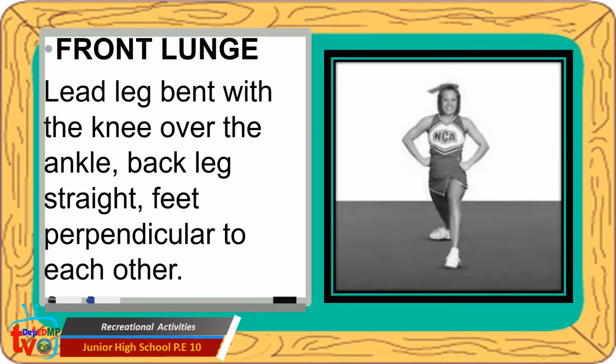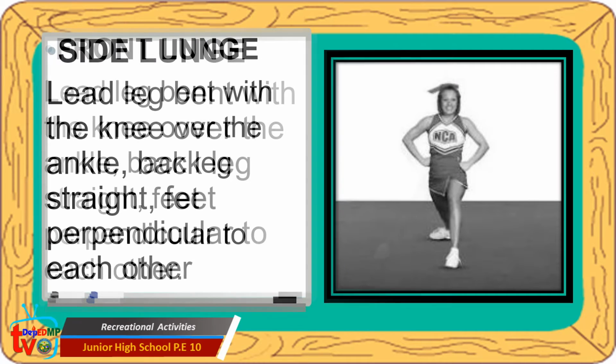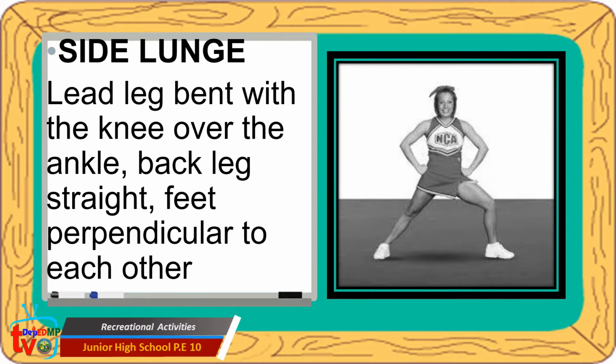Front lunge. Lead leg bent with the knee over the ankle. Back leg straight, feet perpendicular to each other. Side lunge. Lead leg bent with the knee over the ankle. Back leg straight, feet perpendicular to each other.